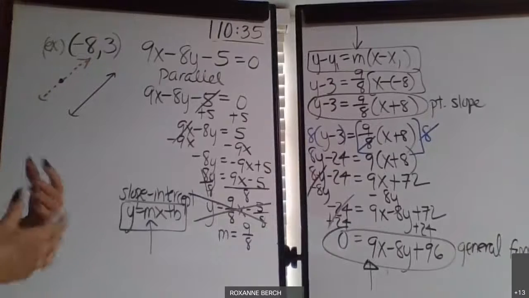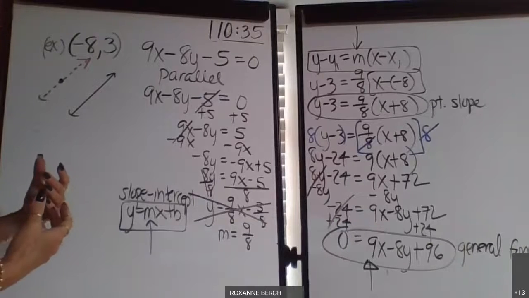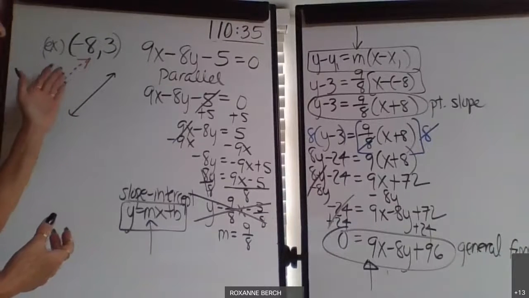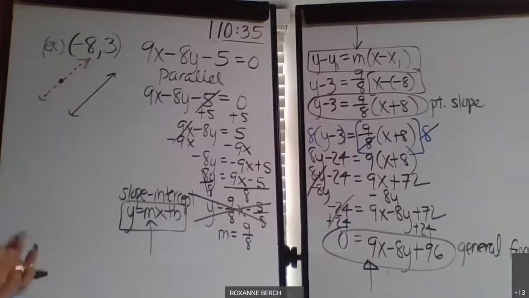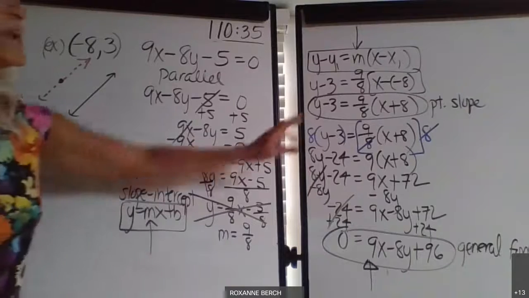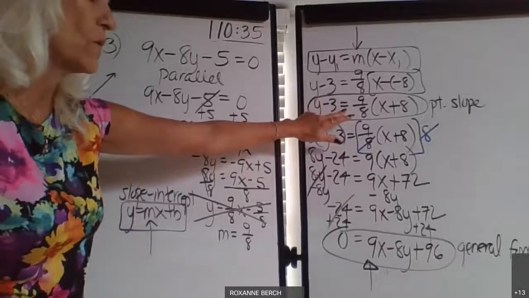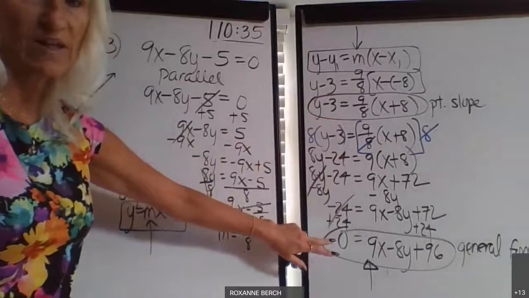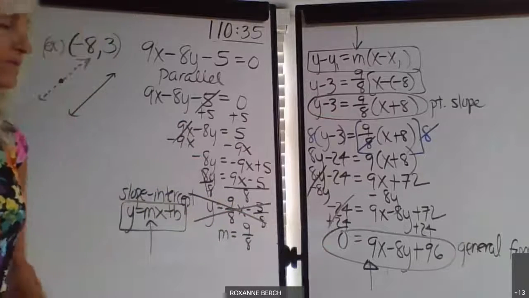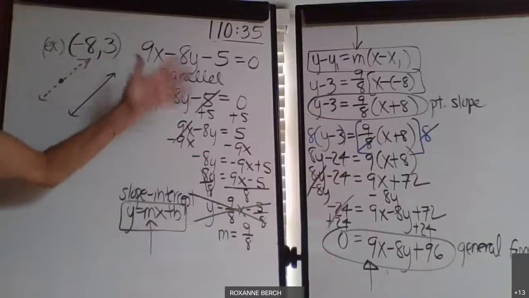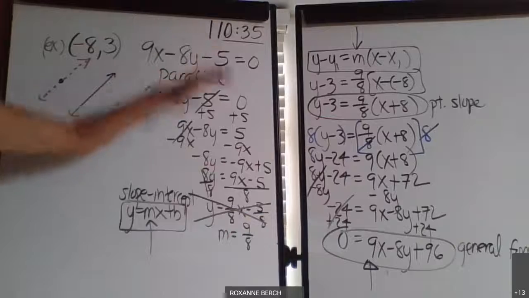Really, just knowing what you're doing helps because they're giving you a black line, they're giving you a point, and you have to come up with the pink line. So this is the equation of the pink line in point slope form, and this is the equation of the pink line in general form. This equation is this guy over here, which we don't even care about. All we care about is his slope.